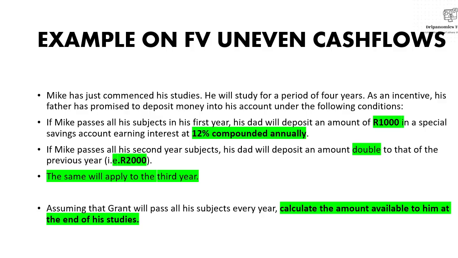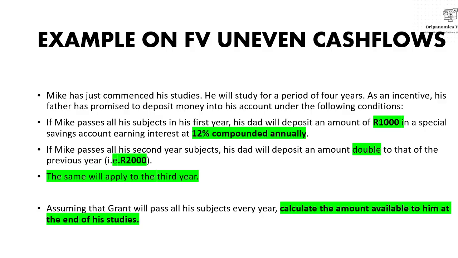If Mike passes all of his second year subjects, his dad will deposit double of that amount, which is 2,000 rand. And then the same will apply for his third year, where his dad will deposit now 4,000, which is double of the previous year's amount. Assume that it's not Grant, it's Mike.